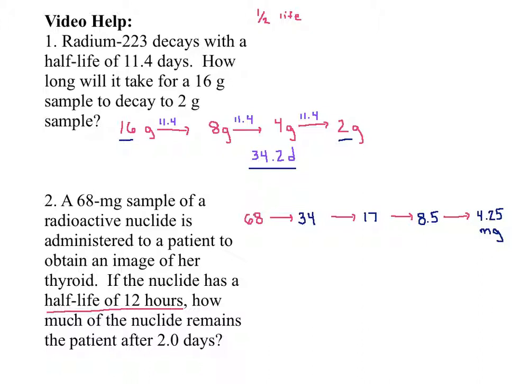So it's really not that bad. I would recommend, instead of trying to keep it all in your head, drawing it out and remembering that you're needing to determine how many half-lives are occurring before you do anything else. And that's it.